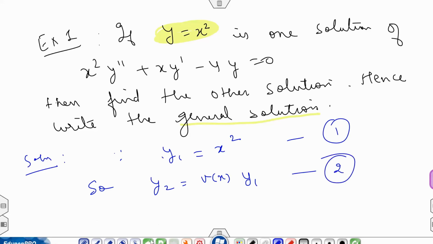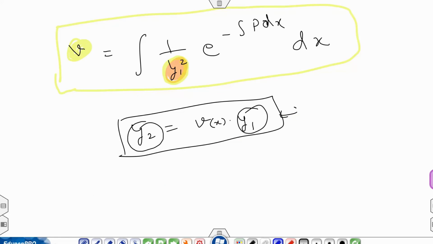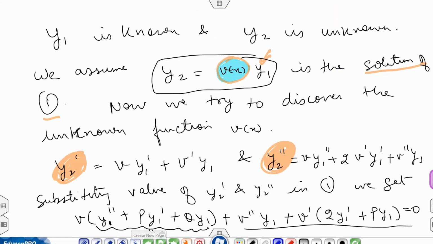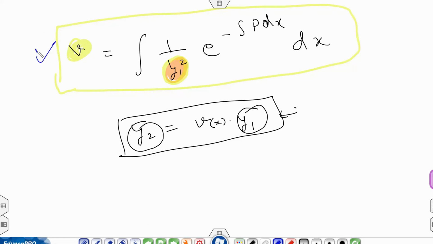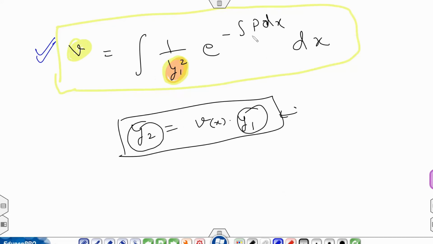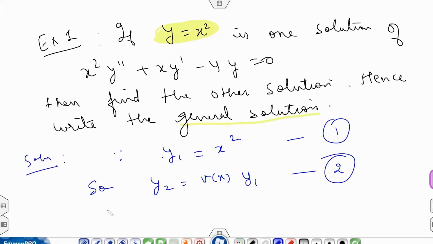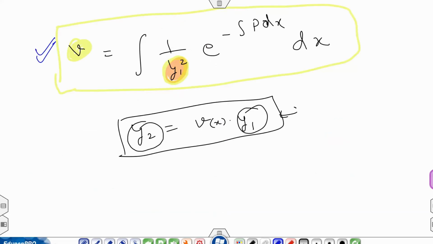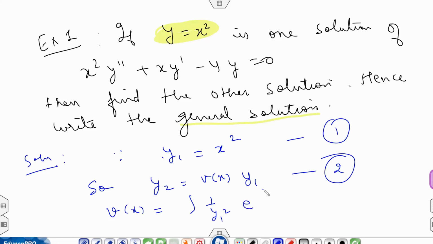Now no need to do all the derivation. This derivation is not important from your exam point of view, only this formula is important. I have given the proof to make you more clear how we are writing this formula. If I give this formula directly, you won't understand how this expression came. So what will be the v x? Our v x is integral of 1 by y1 square, e to the power minus integral of p x dx, dx. I have found it over here, and I gave you the proof also. So if I find this expression, I will find out the v x and finally I will find y2.